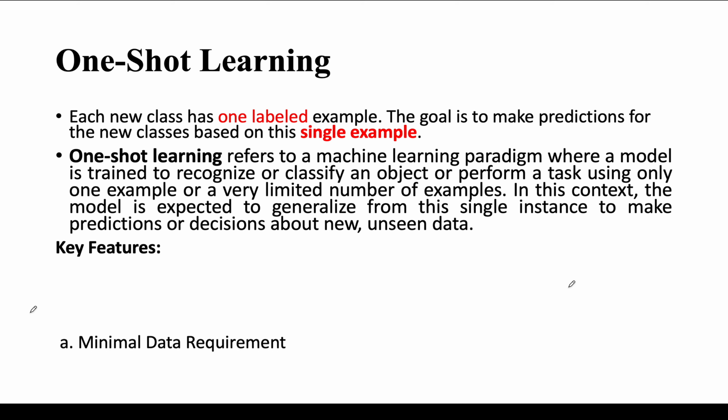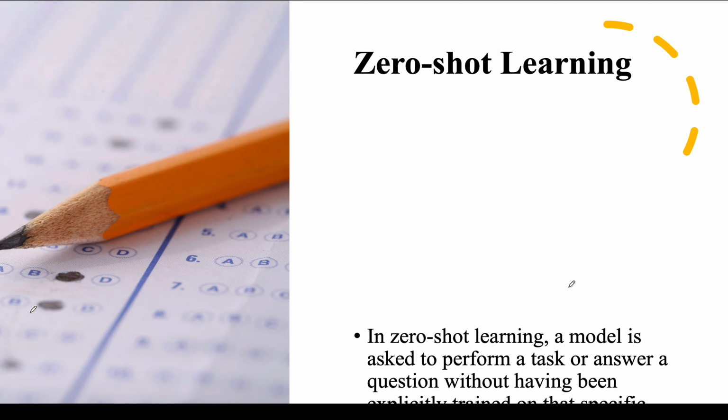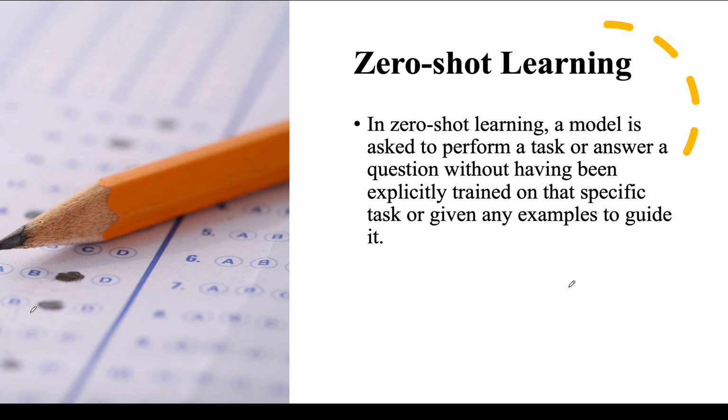There are certain advantages of one-shot learning. It requires minimal data, and it improves the generalization and application of the machine learning model for new and unseen data. Zero-shot learning: in zero-shot learning, we provide no examples to the model. We provide zero examples. In this case, the model will generalize to unseen data based on its previous knowledge.